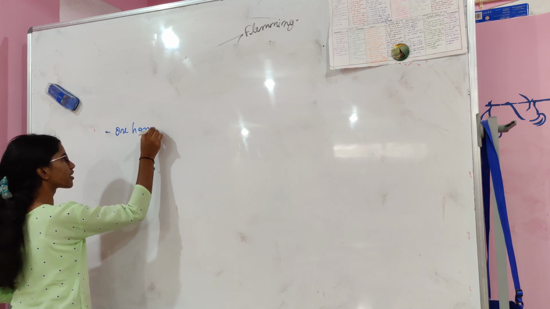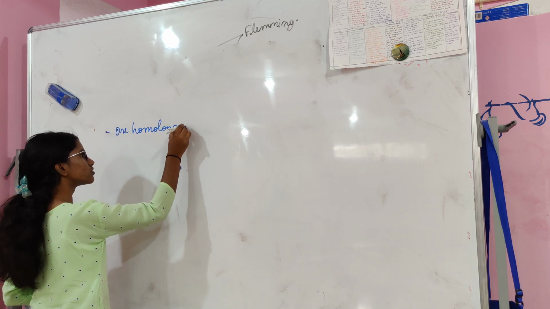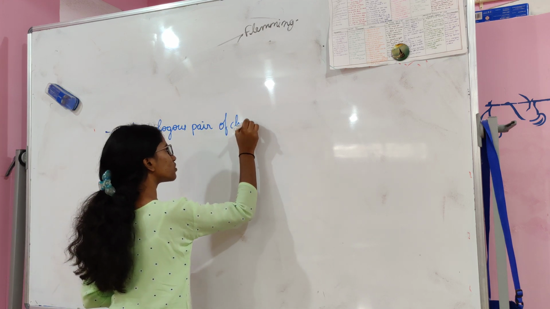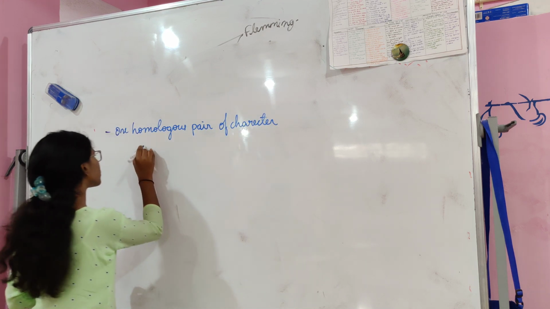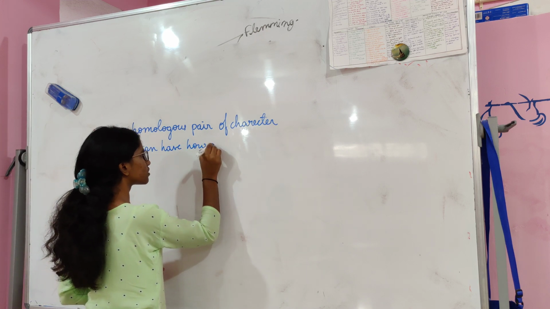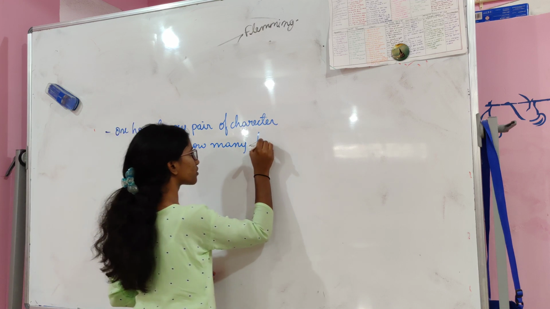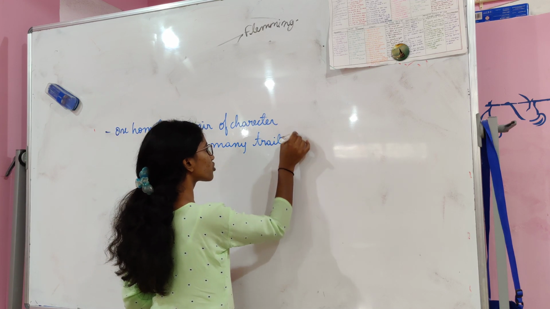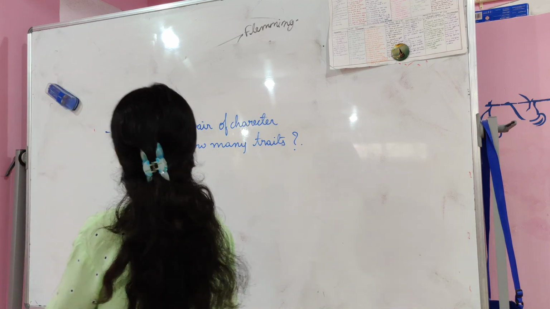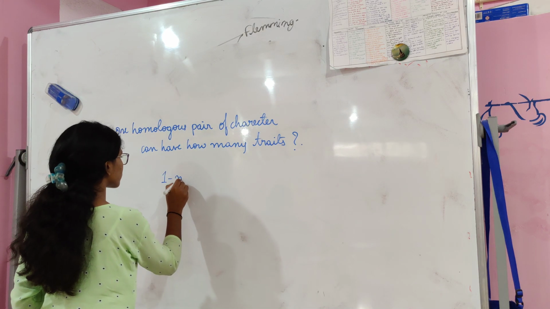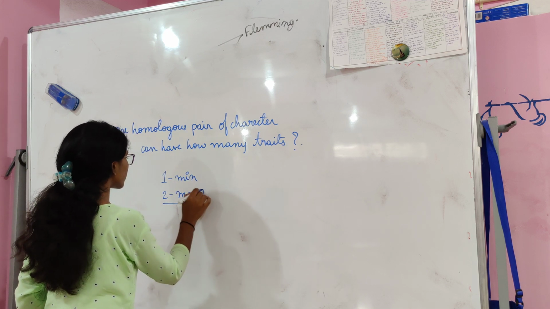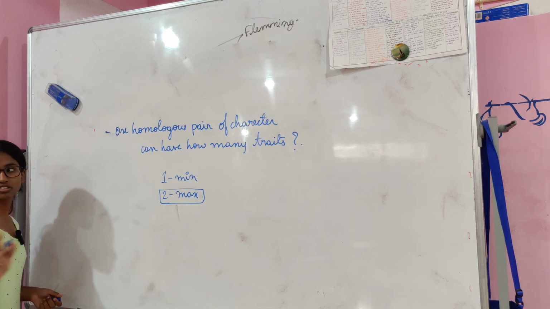One homologous pair of character can have how many traits? Alright. You're right. I want you to give me an answer to this. It can have minimum 1 and maximum 2. Maximum is 2. It was really yesterday.